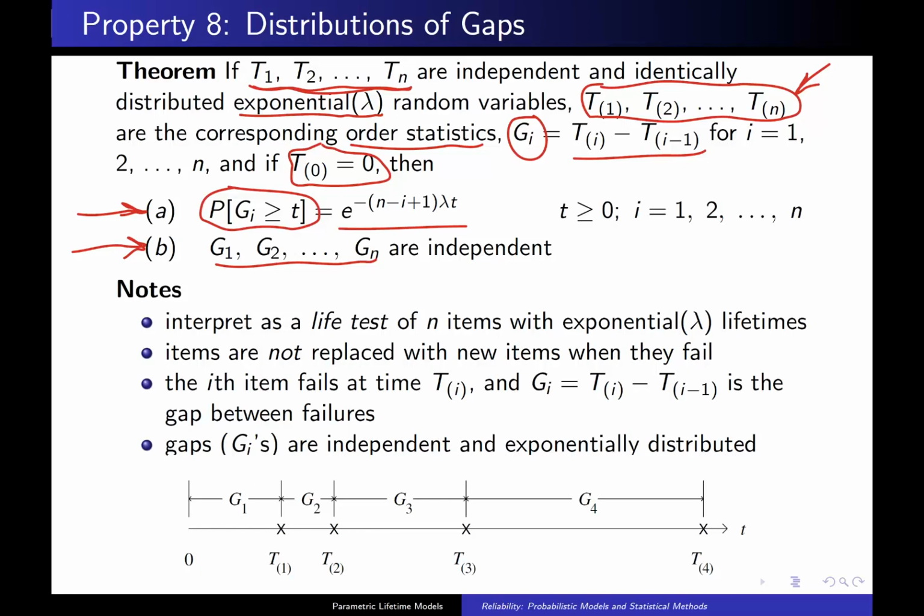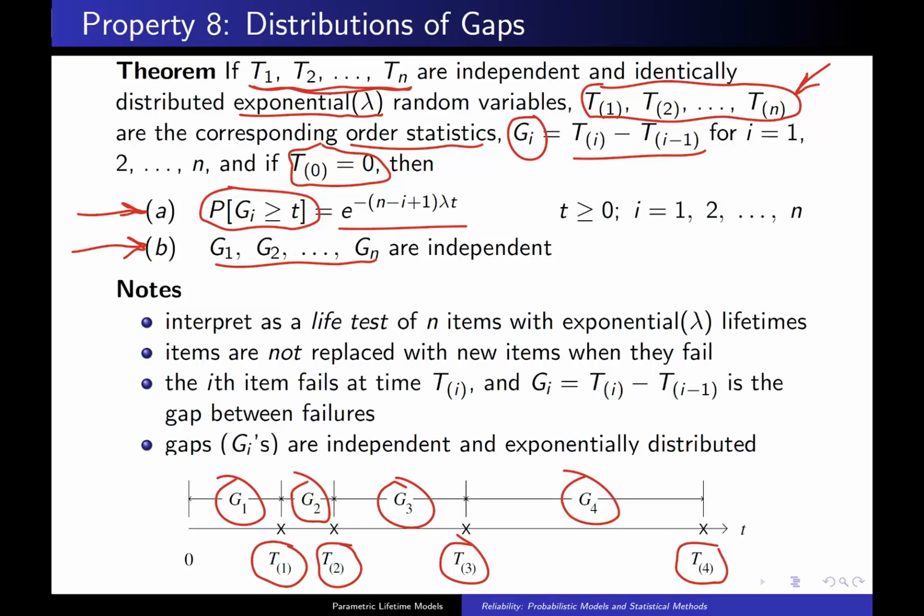Let's go down to the bottom here. If you place 4 items on a life test, and remember those are all identical light bulbs, for example, here is when the initial failure occurs. That's T1, the first order statistic. Here's when the next failure occurs, the third, and then the final failure of the 4 occurs right there. The gap statistics are the times between these failures, and those are G1, G2, G3, and G4.